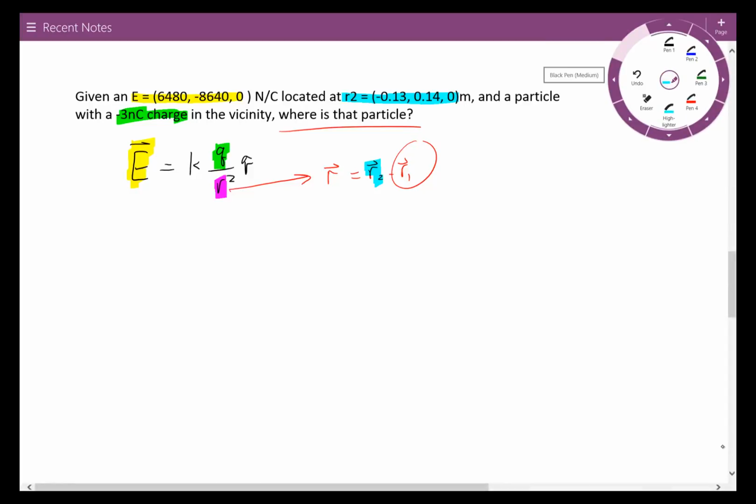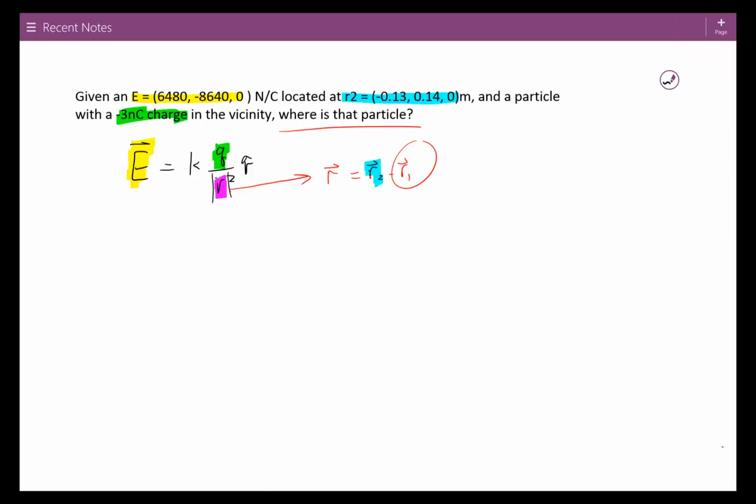What we should be a bit more careful about is that this is the magnitude of the separation distance squared, which we don't have at this point. So let's go ahead and solve this equation for R. We're going to have K, Q, per the magnitude of E. I'm going to drop the vector part for now. I need the magnitude of E, and we have all its components, so that won't be too hard to calculate.